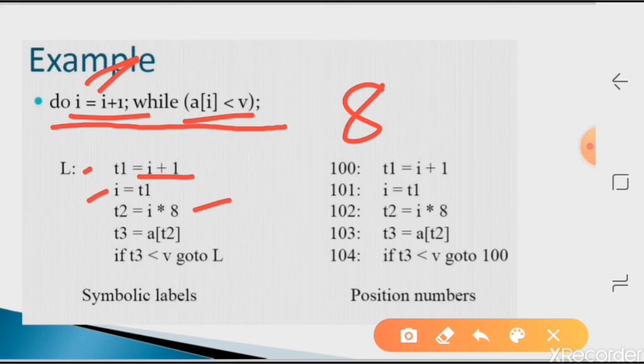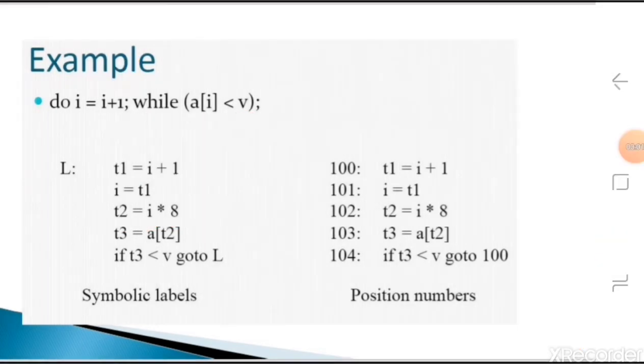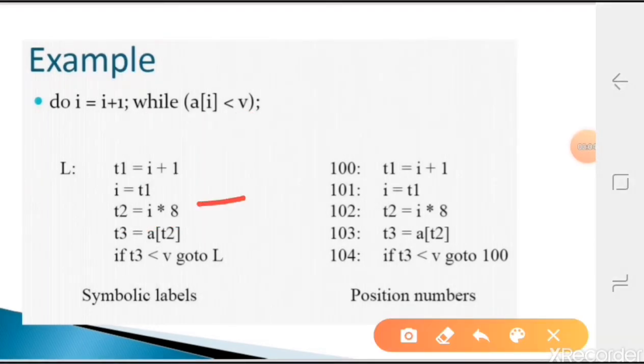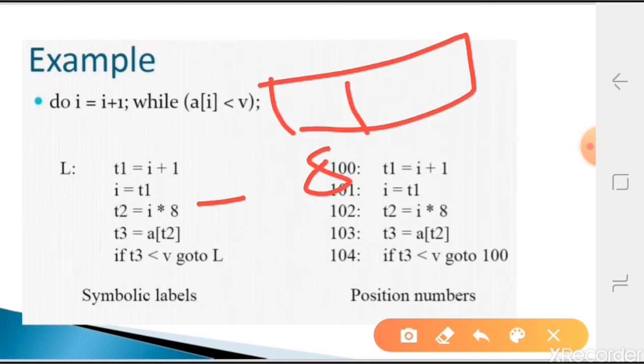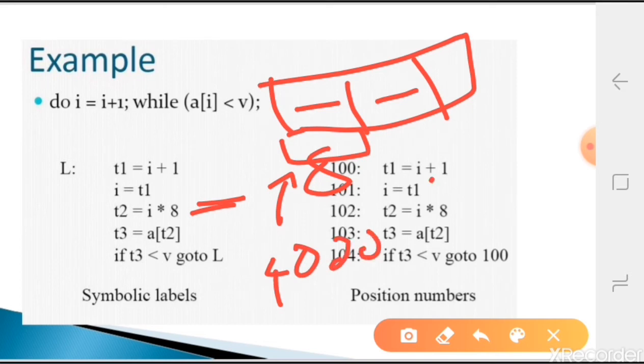So it will take i into 8, and the value becomes t2. In t2, suppose I have an array where each element is 8 bytes. If I access the first element, then to access the next element I have to increase the byte offset by 8. That's why we multiply by 8. Then a of that offset: suppose the starting address is 4000, now incremented to 4008 for the next element. So it will access 4008, and we take that value.